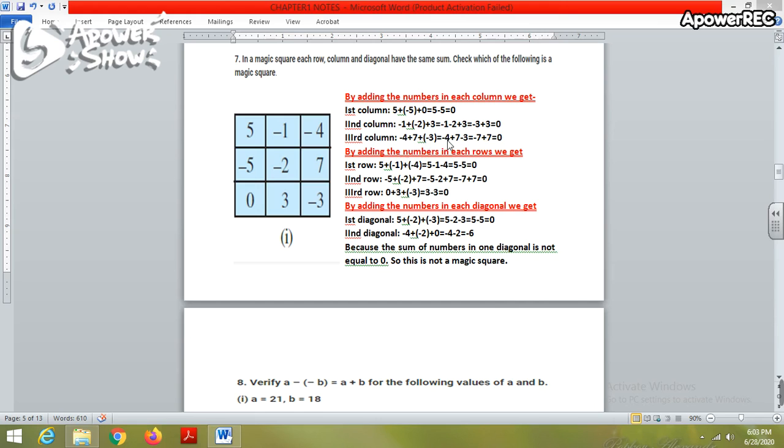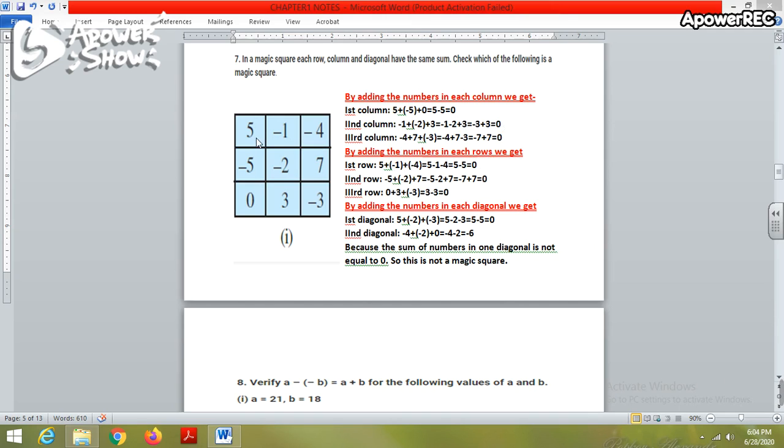So minus 4 minus 3 equals minus 7, and minus 7 plus 7 equals 0. So the sum of the numbers in each column equals 0. Now let's find the sum of the numbers in each row.